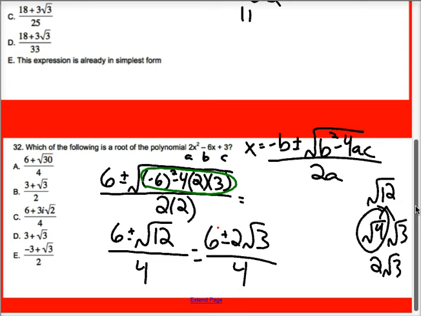And now, because all the coefficients are divisible by 2, that actually ends up being able to be reduced to 3 plus or minus square root of 3 over 2. So you will get answer choice B for that one.